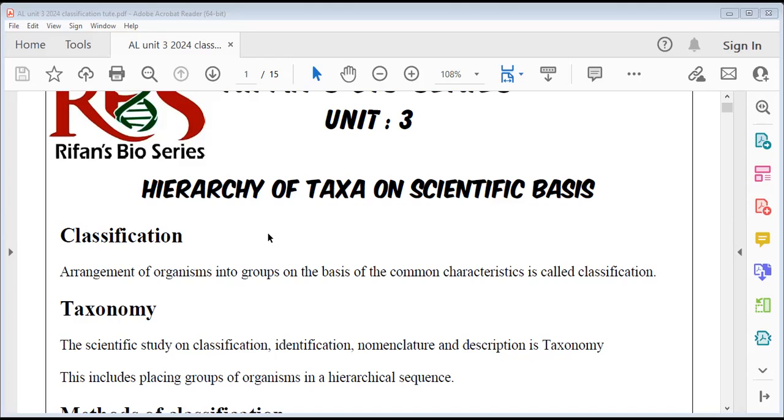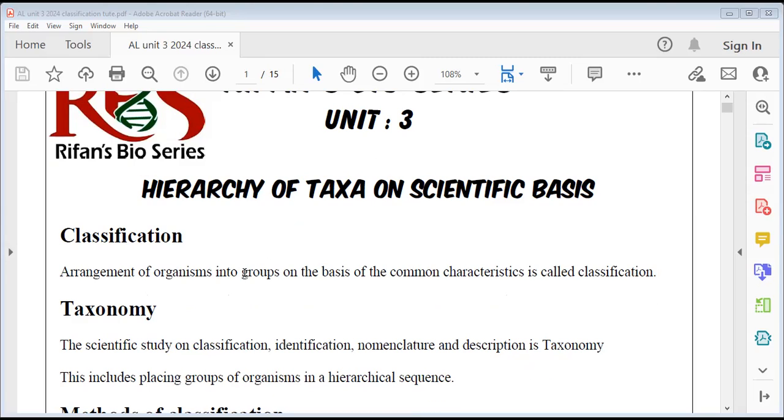It is correct for any scientific grouping. If you go for any scientific grouping, there you will notice a common set of common characteristics. According to the common characteristics, we group the organisms. We arrange the organisms into groups, and that is called classification. So here we are going to study complete classification. Unit 3 means complete classification. Are you clear regarding the definition of classification? Yes, sir.